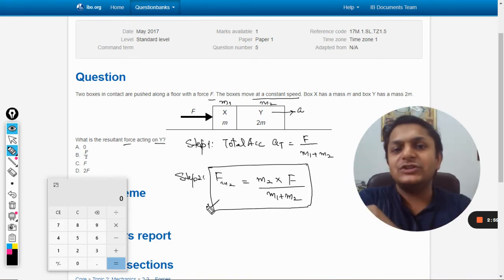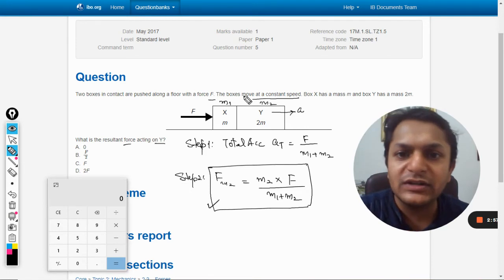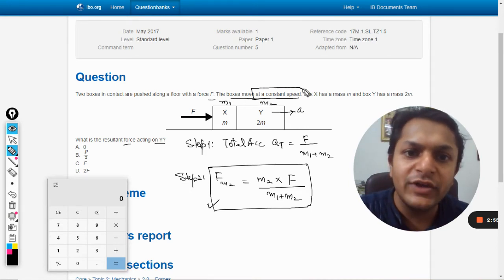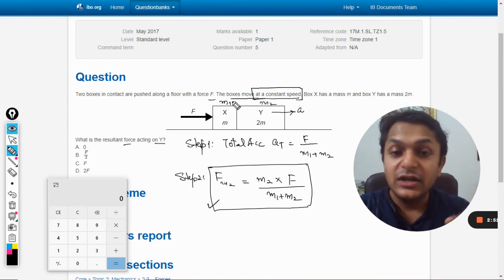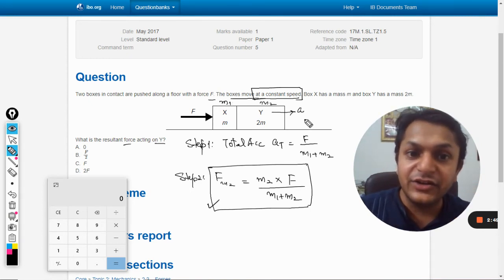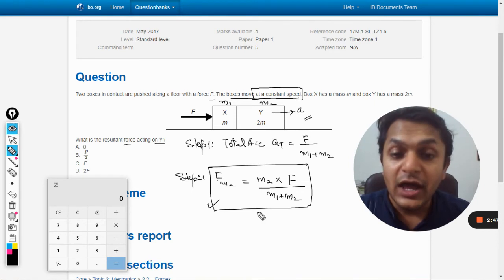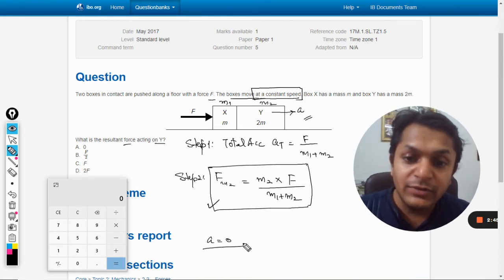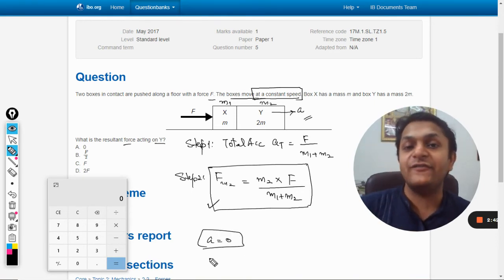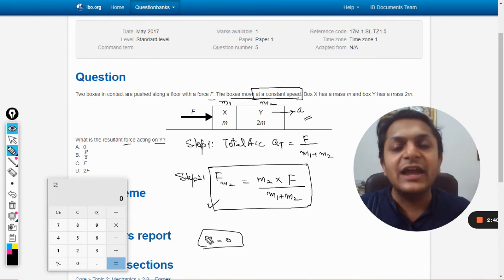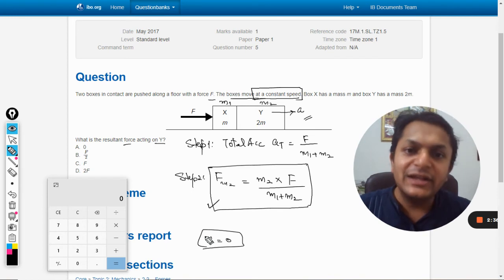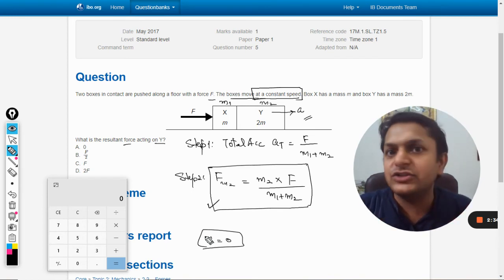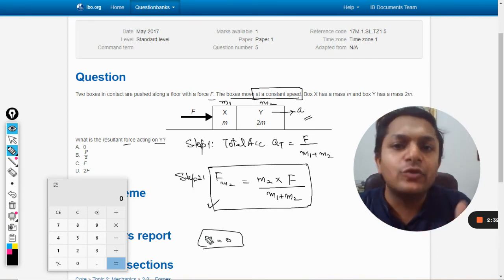But in this question, this is a special case. Now, what is written? The boxes are moving at constant speed. This means there is no acceleration. The acceleration is zero. And how can the acceleration be zero if the force F is applied? The acceleration cannot be zero if the force is applied to the body. Now it is given in the question that there is no acceleration and velocities are constant. So we will say that the net force is zero.